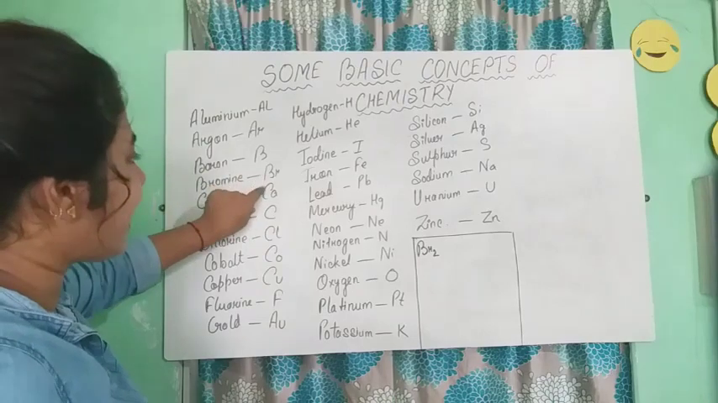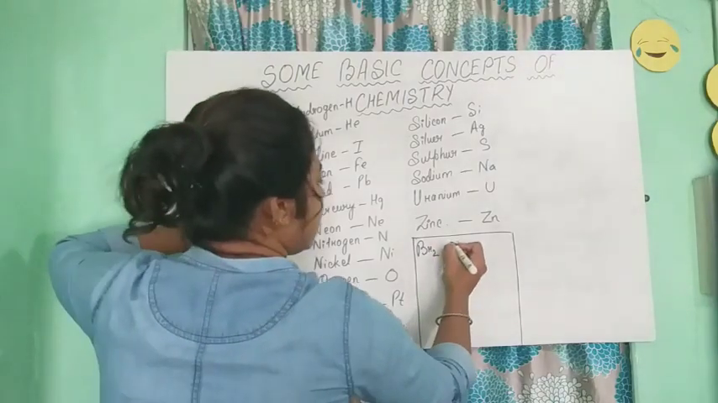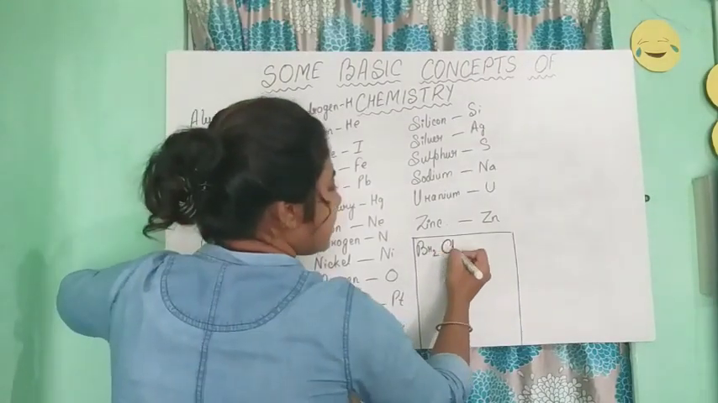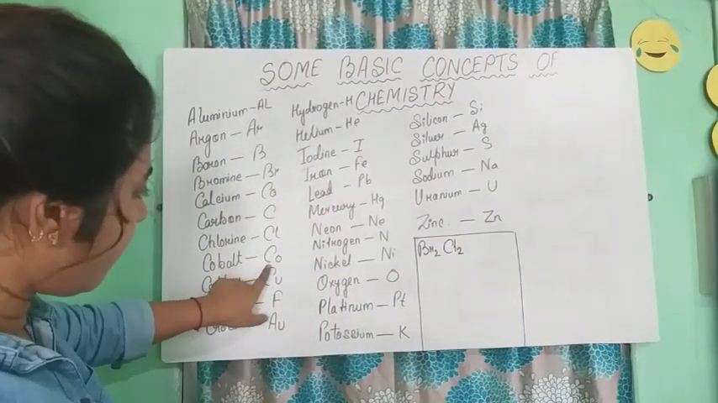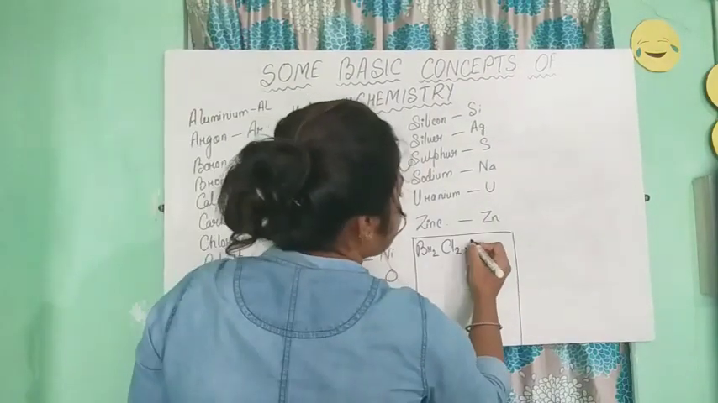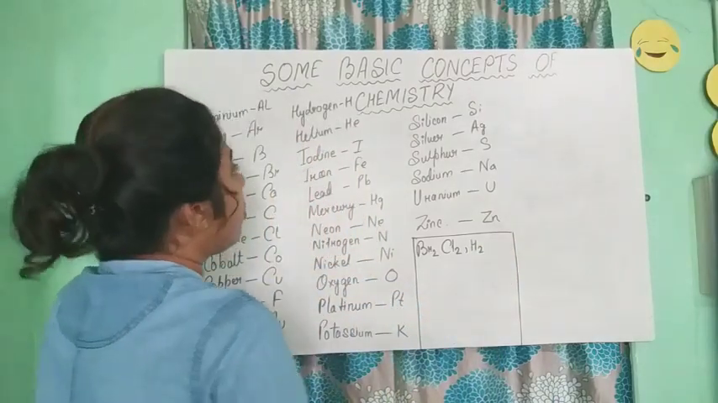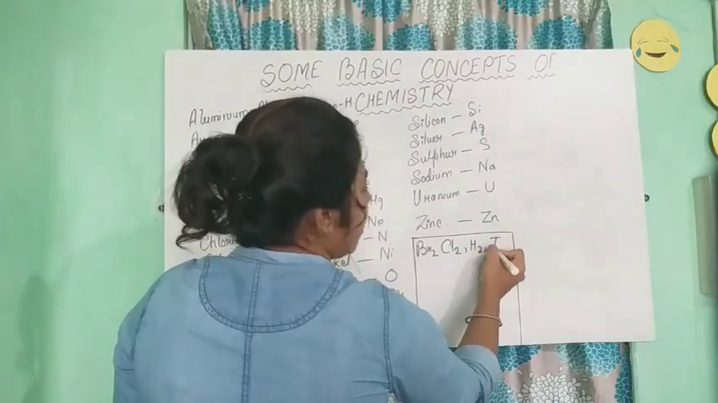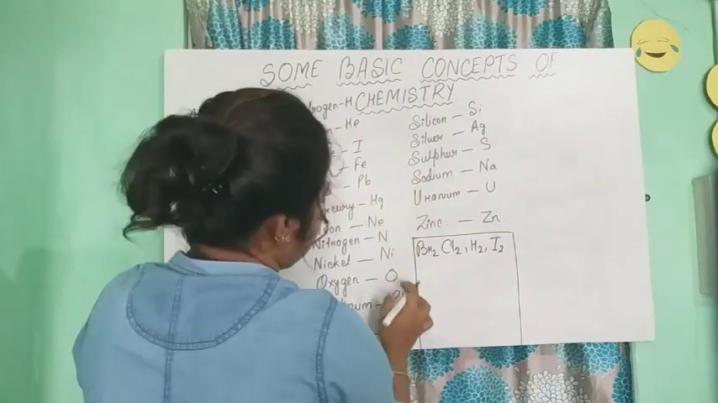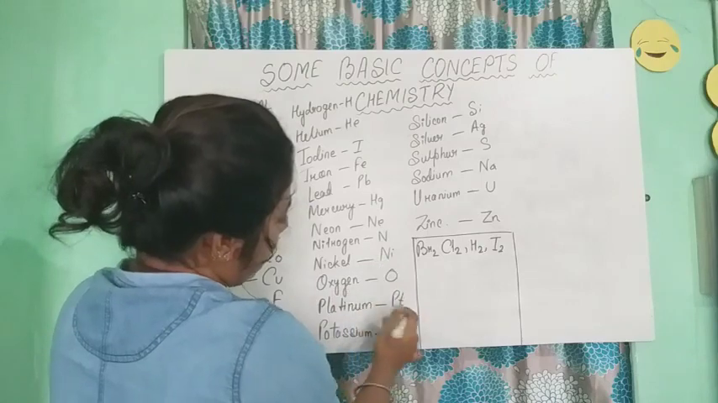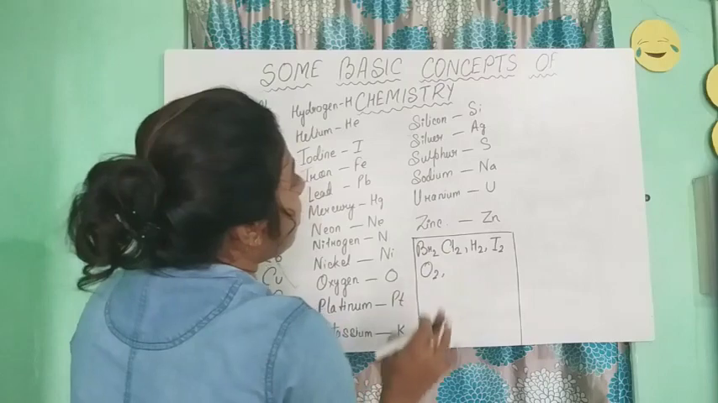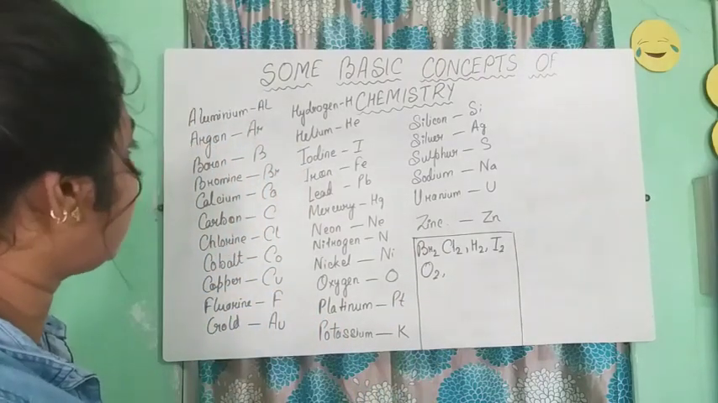Okay, next comes your chlorine. Chlorine is also written as Cl2. Next is your hydrogen. Hydrogen is written as H2 always. Then iodine is always written as I2. Oxygen is written as O2. Everything is okay. Did we leave out anything?